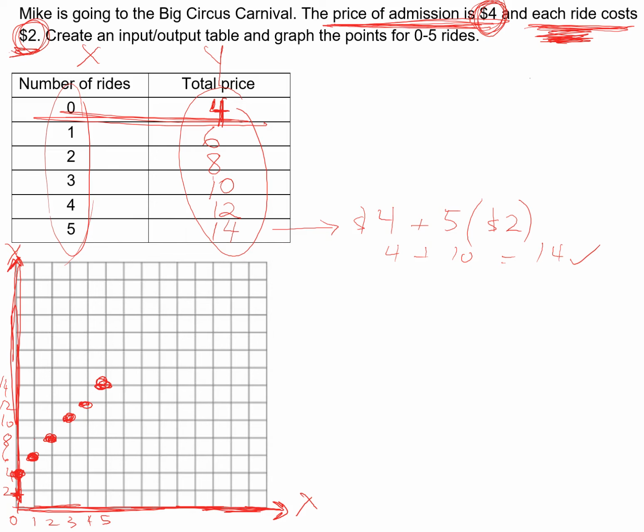Now, in this particular case, I'm not going to connect it. Can you think of why? So the reason not to connect it is because connecting it would mean that, let's say I could go on 6.2 rides or 3.1 rides, which you can't. You either go on a ride and then each ride costs $2, or you don't go on a ride. So a function like this would just be shown with individual points. I could continue because I'm going to keep going at that constant rate, but I wouldn't necessarily connect these points.